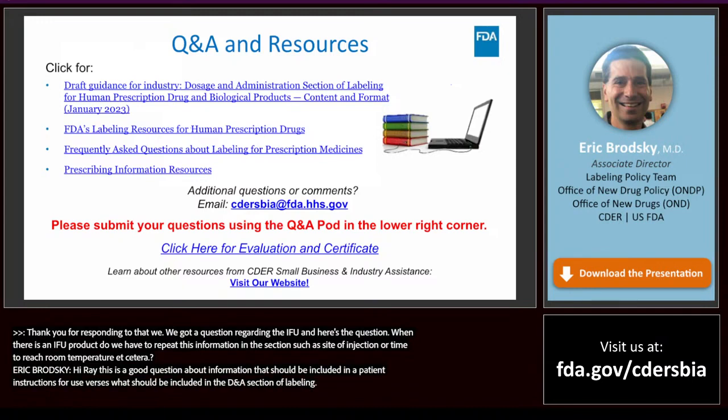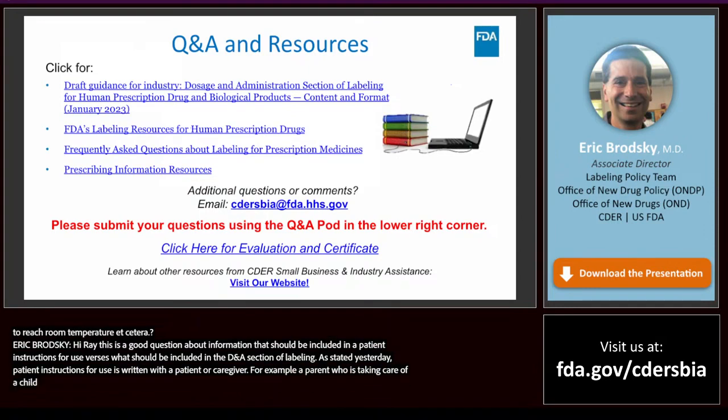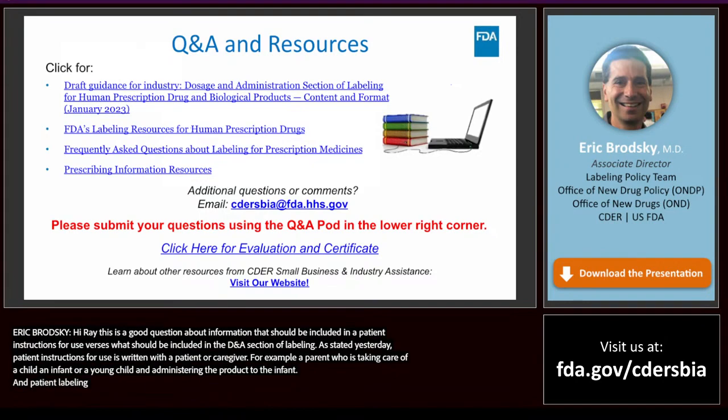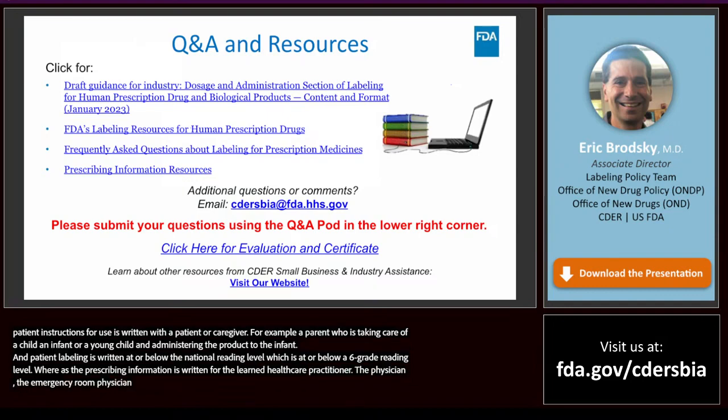As stated yesterday, patient instructions for use is written for the patient or caregiver. For example, a parent who's taking care of a child, an infant or a young child, and they're preparing or administering the product for an infant. And patient labeling is written at or below the national reading level, which is at or below a sixth grade reading level. Whereas the prescribing information, the DNA section, is written for the learned healthcare practitioner, the physician, emergency room physician, nurse practitioner, EMT. So the language used is different.